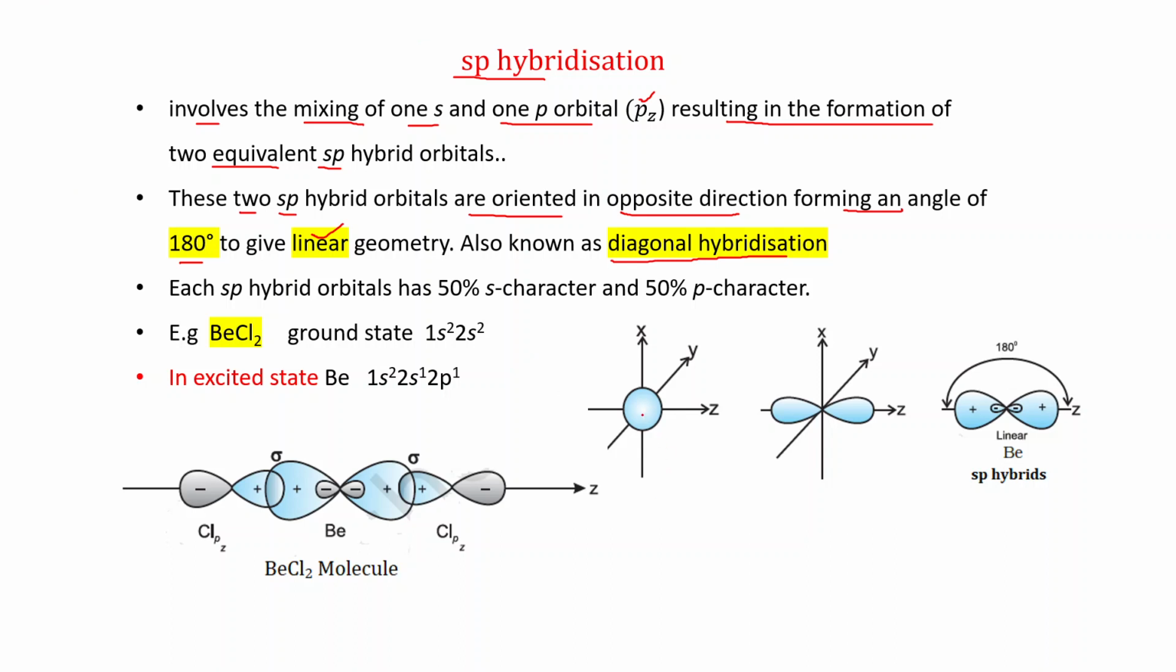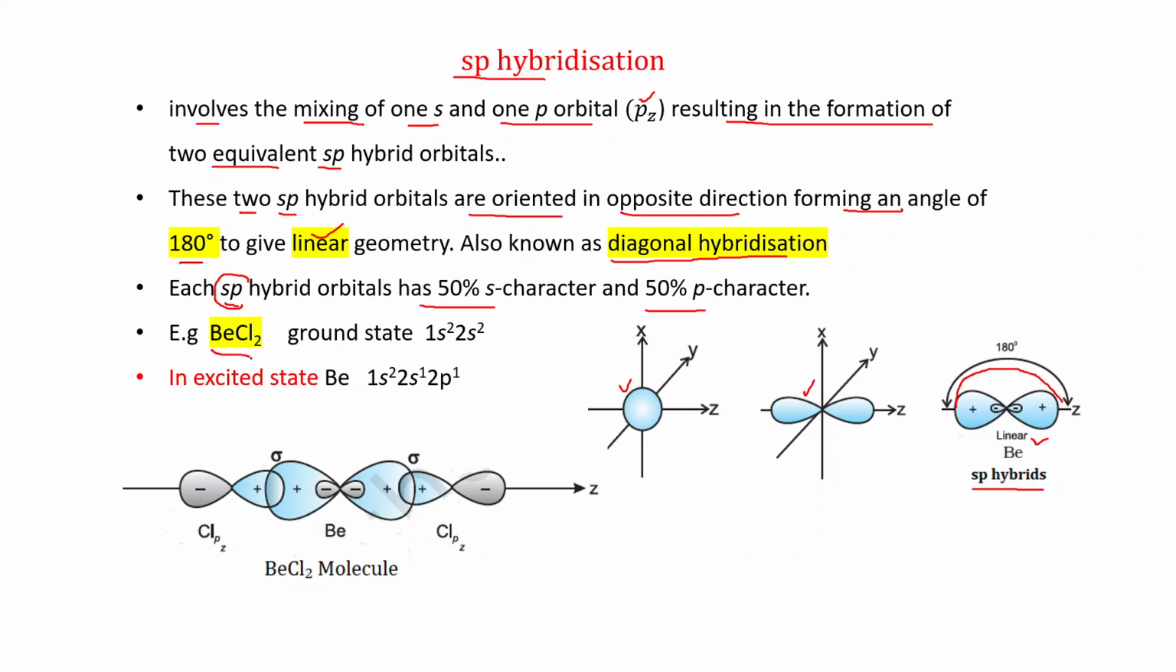You can see this is one s orbital, this is one p, that is pz orbital. When these two intermix, they result in these two sp hybrid orbitals, which are oriented in a linear way, and the bond angle is 180 degrees. Each sp hybrid orbital has 50% s character and 50% p character. Simply, in sp the total number of orbitals is 2. Out of 2, one is an s orbital and one is a p orbital. That's why 50% s character and 50% p character.